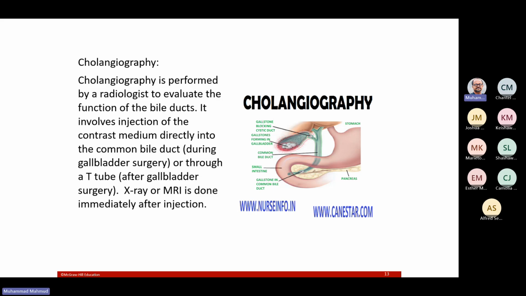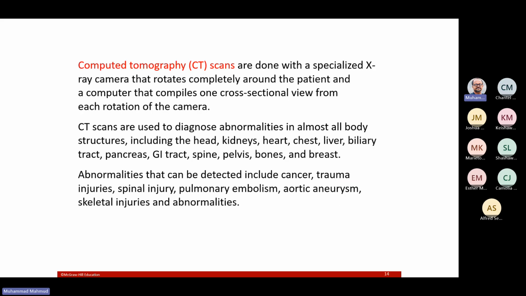This is cholangiography. Cholangiography takes pictures of the gallbladder and the bile duct. It involves injection of contrast medium directly into the common bile duct, as you see in this area, which is blocked due to the gallstones. So we can easily diagnose those cases. X-ray imaging is immediately completed after the injection.